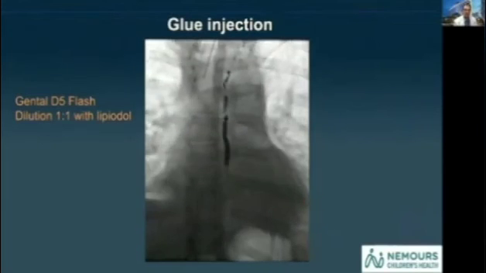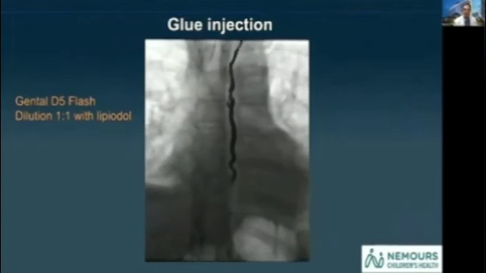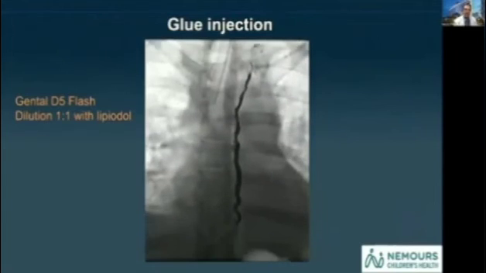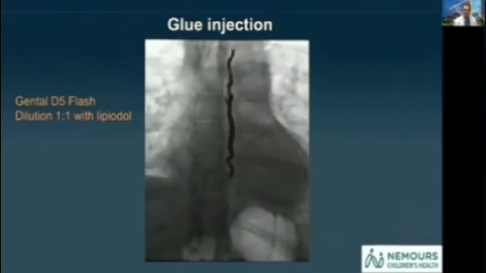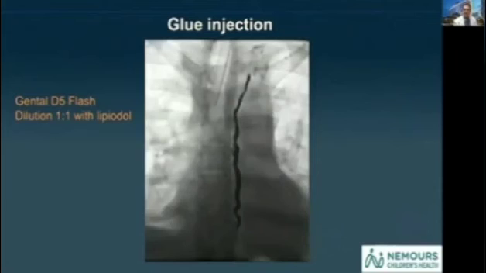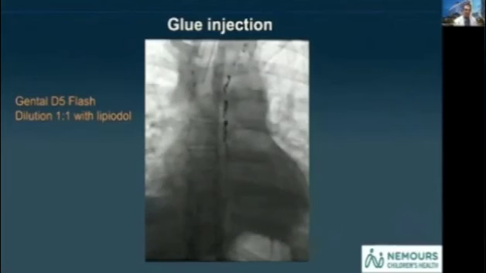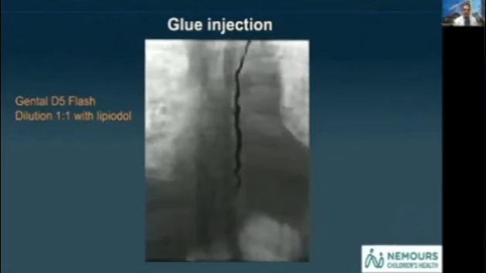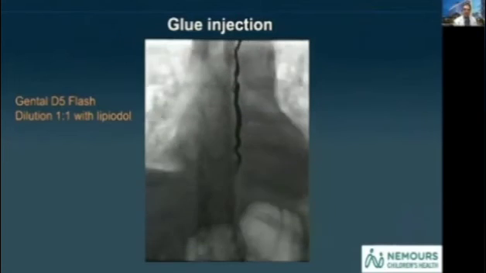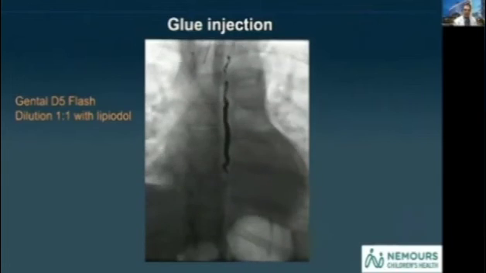And of course, you have to flush the catheter with D5 before, but just a little bit, not too much, because if you flush too much, it will fill the thoracic duct with D5, and the glue is not going to polymerize. Our dilution is 1:1 with Lipiodol.